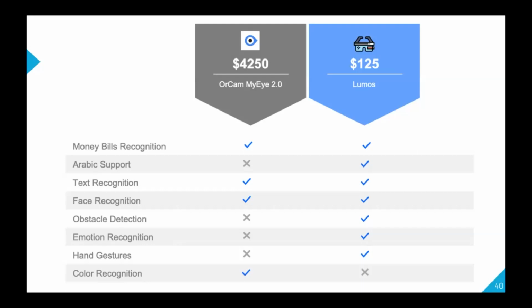As for the feature differences, well, we share with them the money bills recognition, the text recognition, the face recognition. However, they have color recognition and we don't. And on the other hand, we have Arabic support, we have obstacle detection, we have emotion recognition and hand gestures, while they don't.